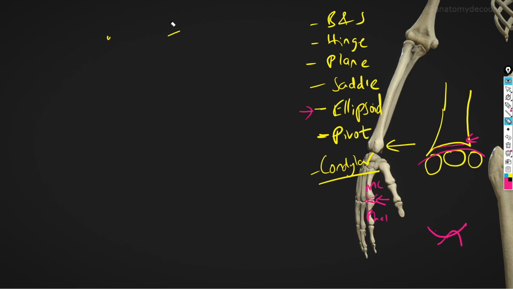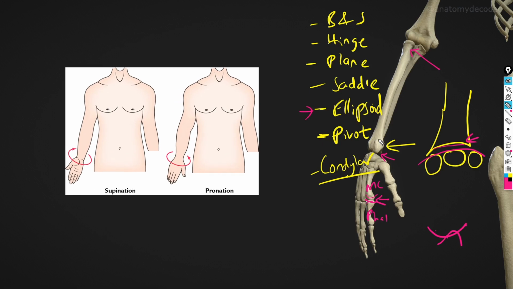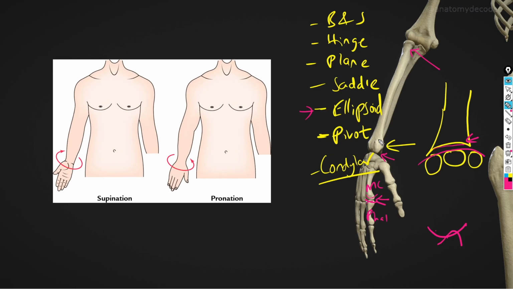Now, pivot variety of synovial joint. The movement will be around the vertical axis. Rotatory movements are possible at pivot variety of synovial joint. The example is again in the upper limb: the upper end of the radius which articulates with the ulna, as well as the lower end of the radius which articulates with the ulna, which helps for these movements. These movements are referred to as supination and pronation. When the palm is facing upwards, it is supination. When the palm is facing downwards, it is pronation.